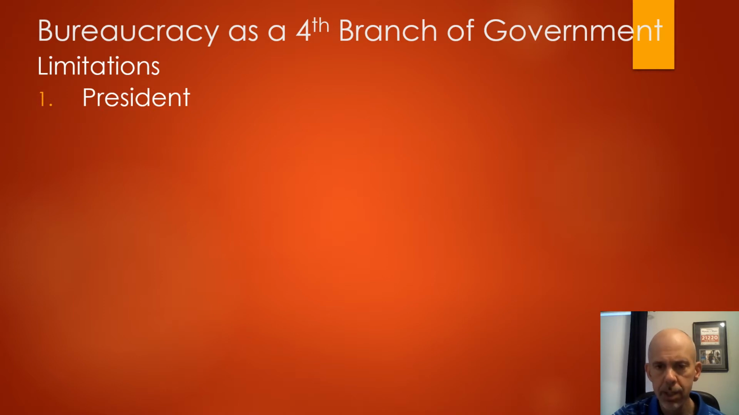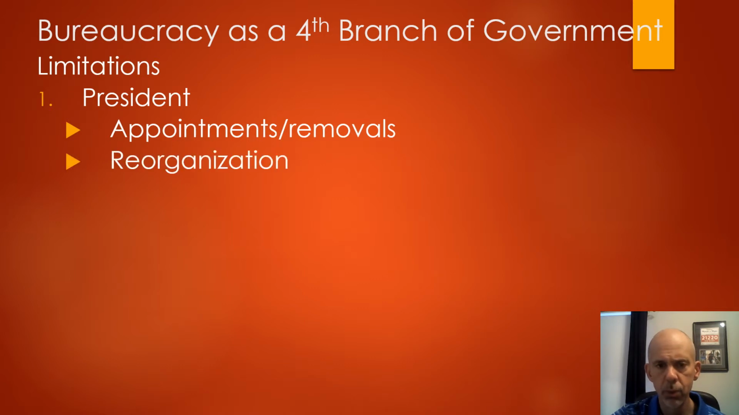We think about the president, first of all, through appointments and removals or reorganizations. So again, even though we discussed examples in a previous module where the bureaucracy may have some power and authority over the president, well, the president is himself the CEO of the bureaucracy of the executive branch. We discussed that in a previous module as well.